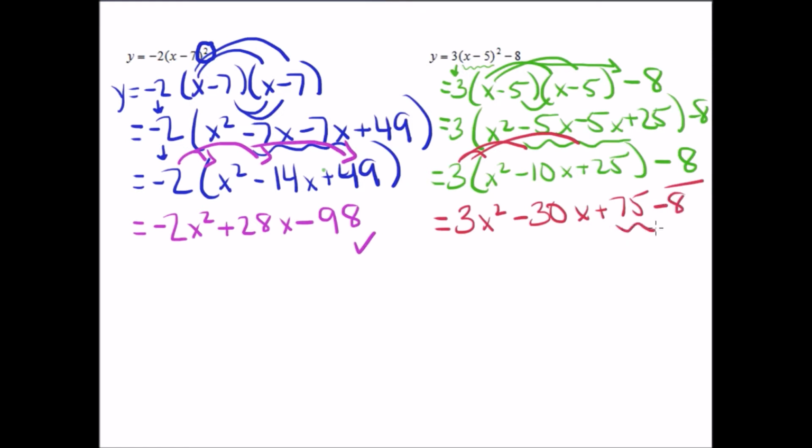The only thing now is we're going to add those two terms. Okay, so we got 75 minus 8. I get plus 60.